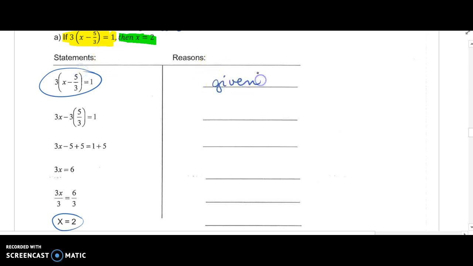So they've already filled in the prove and the given statement, but I need to write over here. My very first reason is always given. Then it looks like they distributed that 3 in the beginning, and that's a little tricky to see, but they said 3 times x is 3x, 3 times negative 5/3. So now we have 3x. It looks like they canceled these 3's out, so I have minus 5 now. Then plus 5 is new. On the other side of the equal sign, I have equals 1 plus 5.